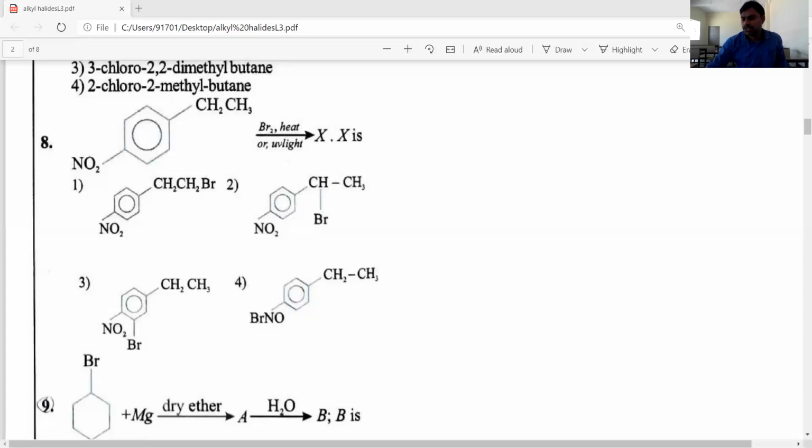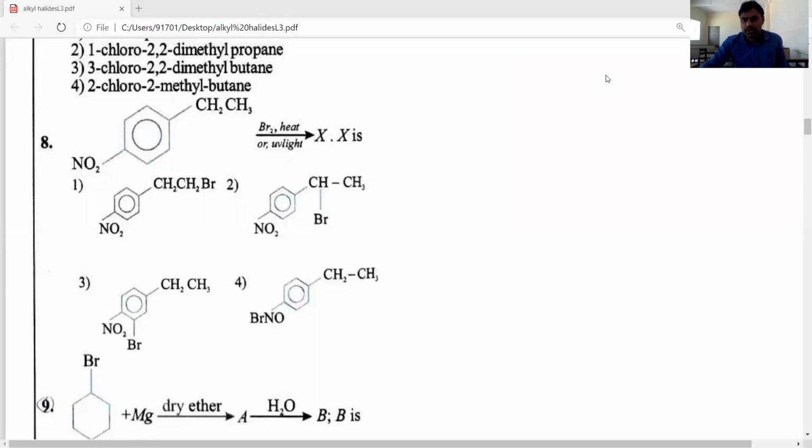Let's see the eighth question, dear students. This eighth question we already discussed in level 2. What is that? Free radical substitution reaction. So bromine is heated in the presence of sunlight. Alkanes react with halogens in the presence of sunlight. It belongs to free radical substitution reactions, in which more stable free radicals are formed as intermediates.